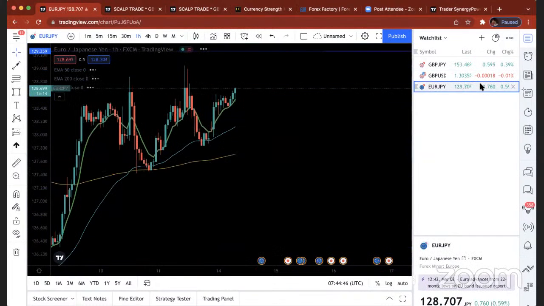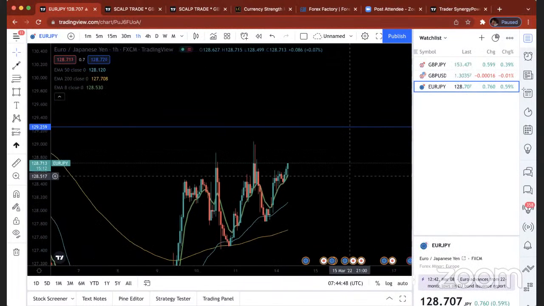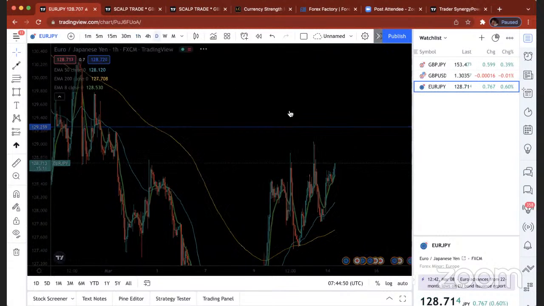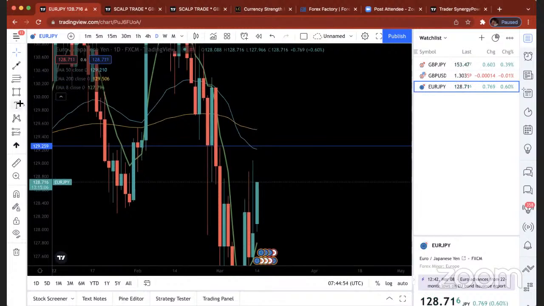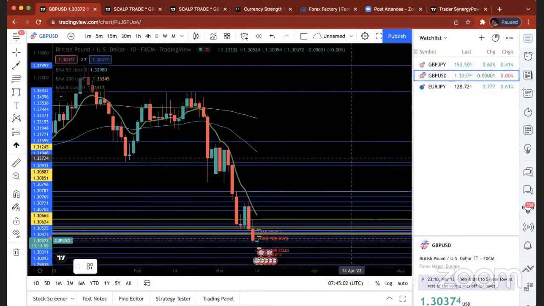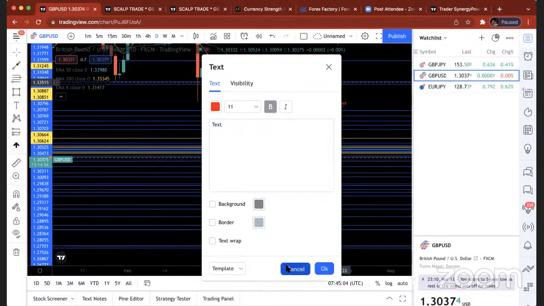Any questions about GJ or GU? I'm going to mark up EJ just for the time being. This is really not a pair that I trade, but I've been back testing here, and the strategy has been working for this pair. I just want to play it safe.